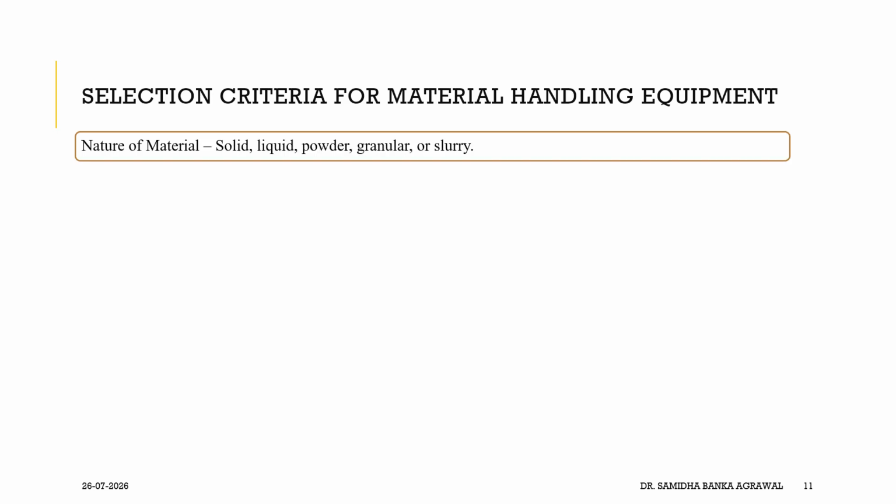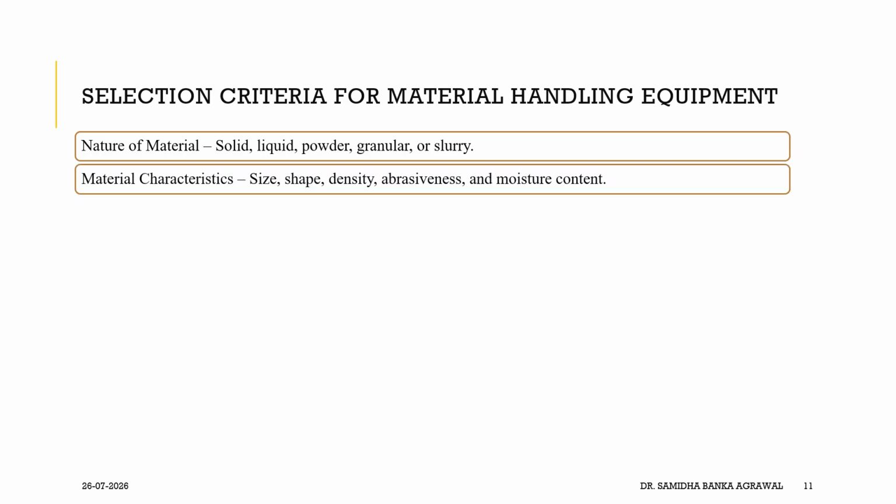Now, besides processing fluids, industries also need to transport raw materials and finished product. This brings us to material handling equipment. Material handling equipment is used to transport solids, liquids, powders, granules, and slurries within a process plant. Examples include conveyors, bucket elevators, screw conveyors, cranes, forklifts, and pneumatic conveying systems. The selection begins with understanding the nature of material, whether the material that you want to transfer is solid, liquid, powder, granule, or slurry. Then material characteristics.